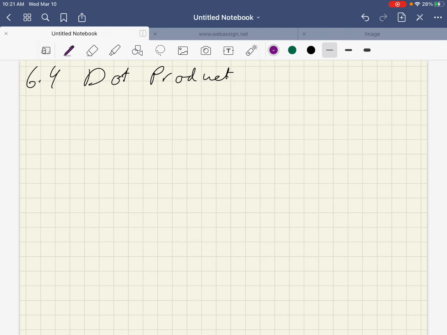All right, welcome back to Trig. This is 6.4, Learning Target 6.4, learning how to use the dot product with vectors and the applications of what we can do with the dot product. So last lesson we learned about vectors. Now this lesson we're learning about how we can combine them.